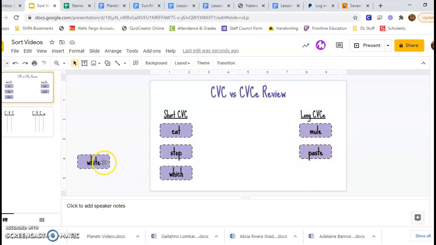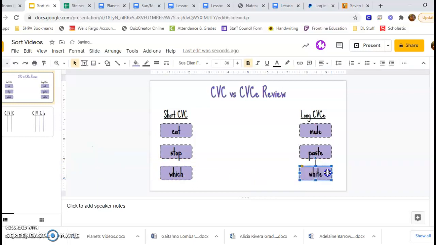Then our last word, read it with me, white. So white, let's stretch it out like bubblegum. White. So it has that long I. And then notice this one starts with a blend, W-H. That's one consonant sound, W. Long I in the middle, I. Another consonant, T. And then the silent E on the end.